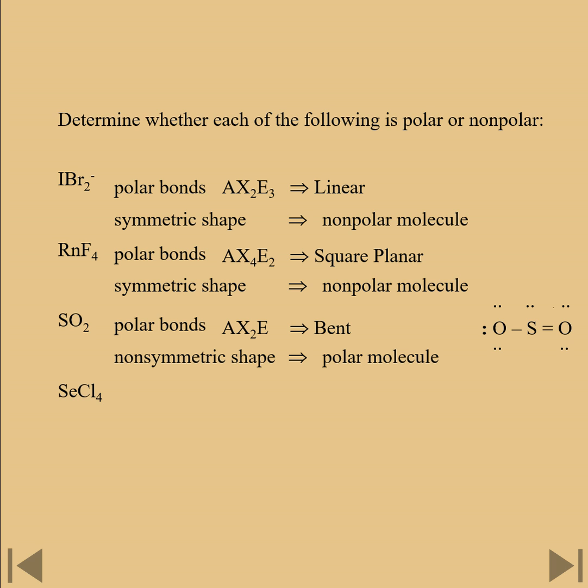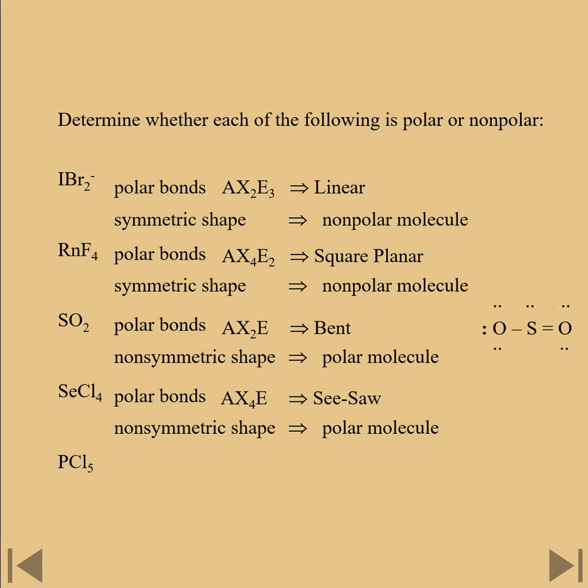Okay, in selenium tetrachloride we have polar bonds. Selenium's the essential element, 6 outer electrons, so that means 2 that aren't bonding, for an AX4E geometry. And like I said earlier, anytime you have electron pairs that's not an AX2E3 or AX4E2, we know it's asymmetric. This actually happens to be the seesaw shape, which is asymmetric. And hence selenium tetrachloride is a polar molecule.